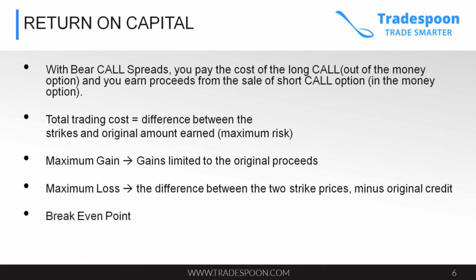Maximum loss occurs. What does it mean? What's the calculation for the maximum loss? That's the difference between the two strike prices minus the original credit that you received. That is your maximum loss. And the break-even point we already covered. This is the middle point between those strike prices.